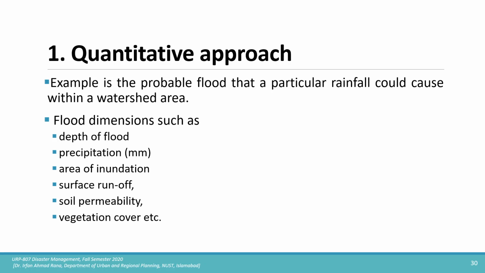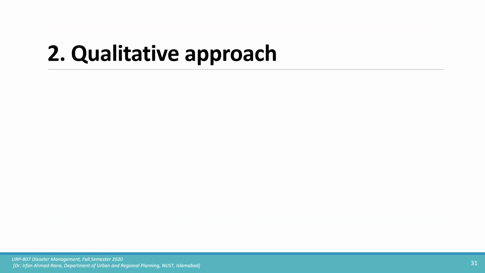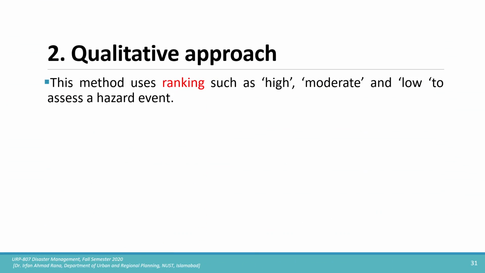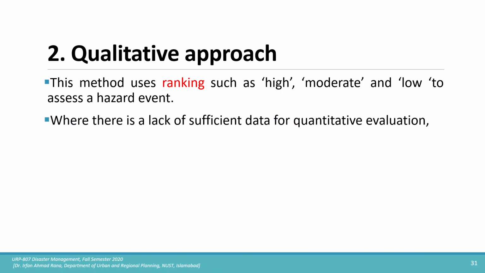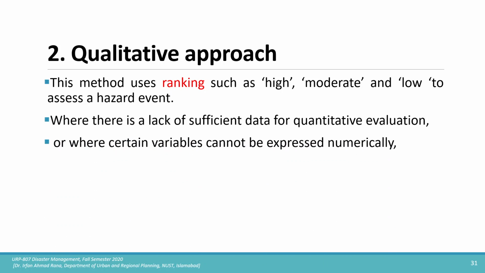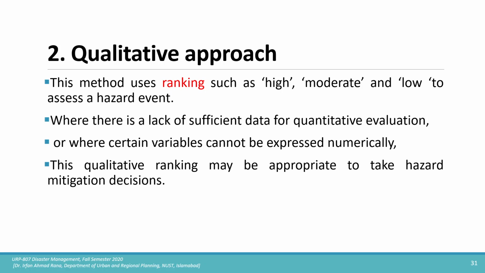So that was the quantitative approach. The other one, as the name suggests, is the qualitative approach, in which we rank the hazard value on a particular scale, a 1 to 5 scale or a 1 to 3 scale, to assess a hazard event. We use that when there is a lack of sufficient data for quantitative assessment, or where some variables cannot be expressed numerically.